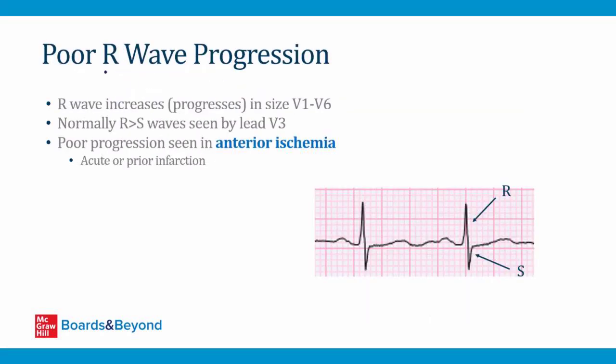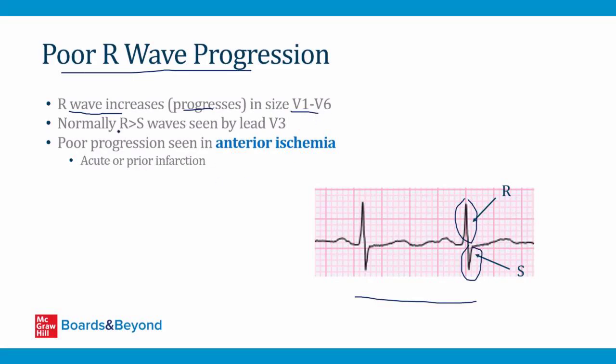And then another EKG finding that's associated with ischemia is called poor R wave progression. So if you look at this EKG tracing on the bottom of the screen here, the R wave is the upward deflection of the QRS complex, and then the final downward deflection is called the S wave. And this R wave normally gets taller in size. In other words, it progresses as you go from leads V1 to V6. And I'll show you an example of this in just a second.